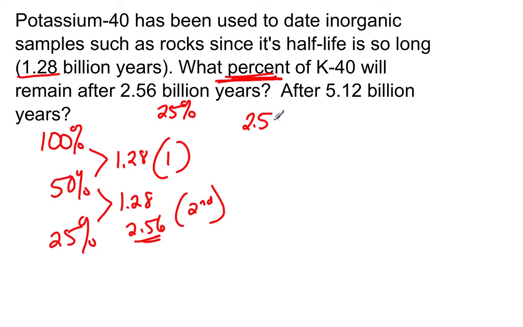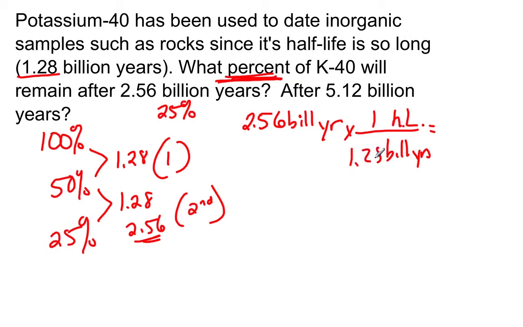We don't know how many half-lives 2.56 billion years is. So we're going to do dimensional analysis. 2.56 billion years, put billion years on the bottom. And then we're going to put half-life, HL, on top because we want to solve for half-lives. We know one half-life is 1.28 billion years. 2.56 times 1 divided by that is 2. So we know 2 half-lives have to pass. 1 to get us down to 50%, 2 to get us to 25%. So that's how you would do this one.